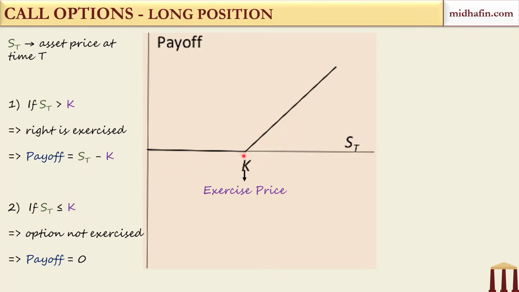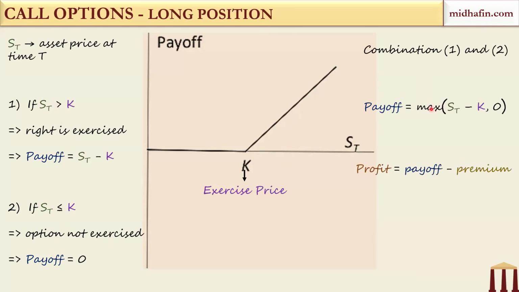Okay. So in this zone, the option is not exercised, whereas in this zone, when ST is greater than K, the option is exercised. Now, if you combine 1 and 2, you get this equation. So this equation gives you both these scenarios in a single format: max(ST − K, 0).